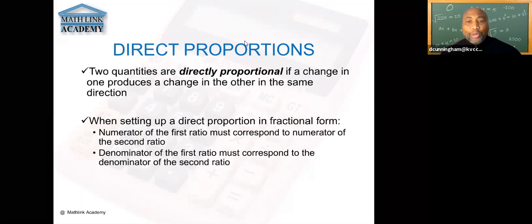Two quantities are directly proportional if a change in one produces a change in the other in the same direction. And the key is same direction. So if you're writing this down, pause the video and write that down. It must be in the same direction. When setting up a direct proportion in fraction form, with numerator and denominator, there are different ways to set it up. I'm going to look at an example of something that's directly proportional and how to set it up.